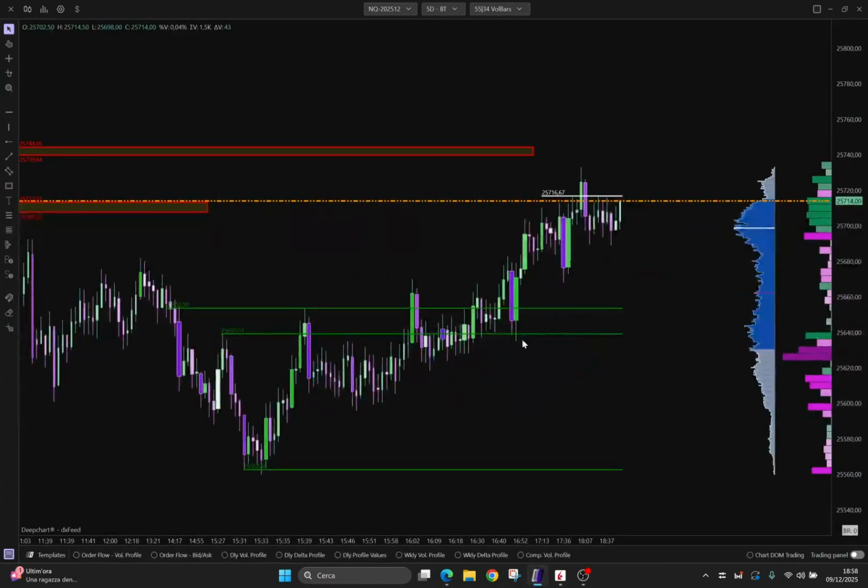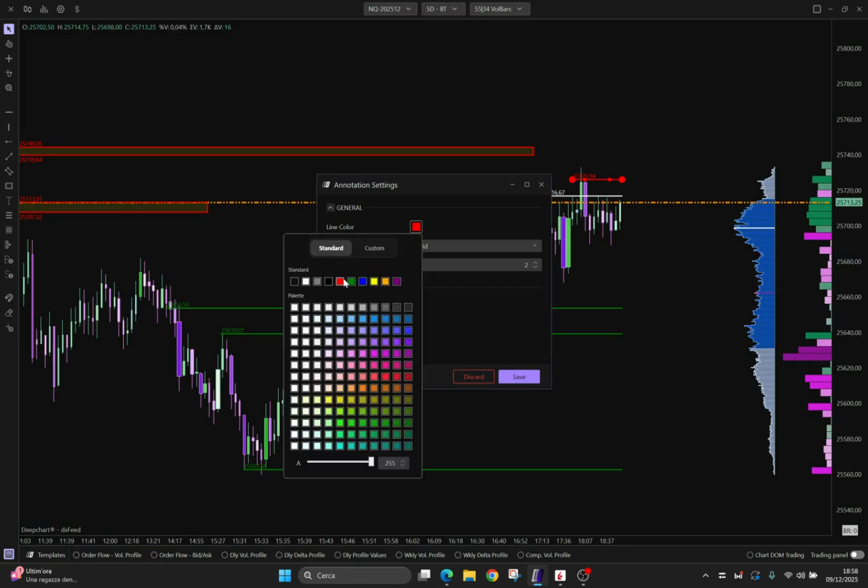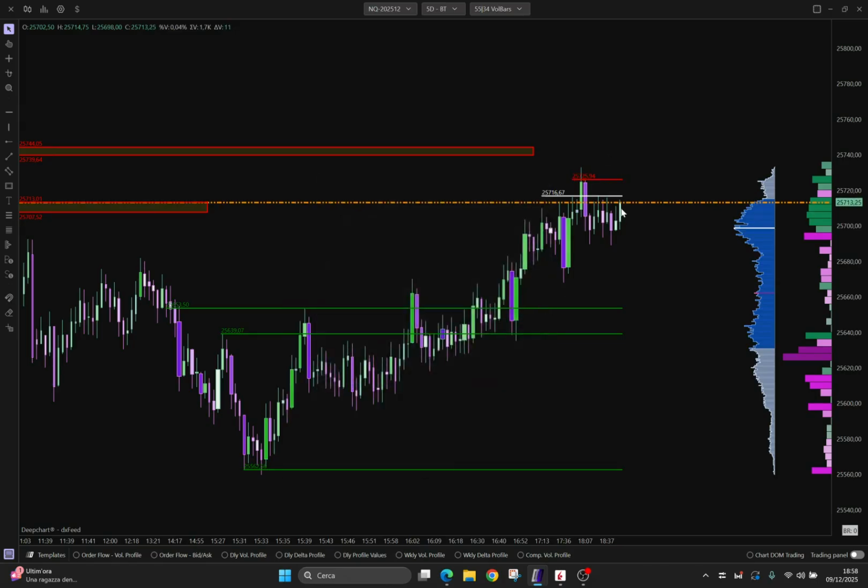Let's go back here. Okay? You see that now the buyers are auctioning almost to the top of the range. They want to try to take over this tank of the sellers. They want to try, guys. They are trying their best.